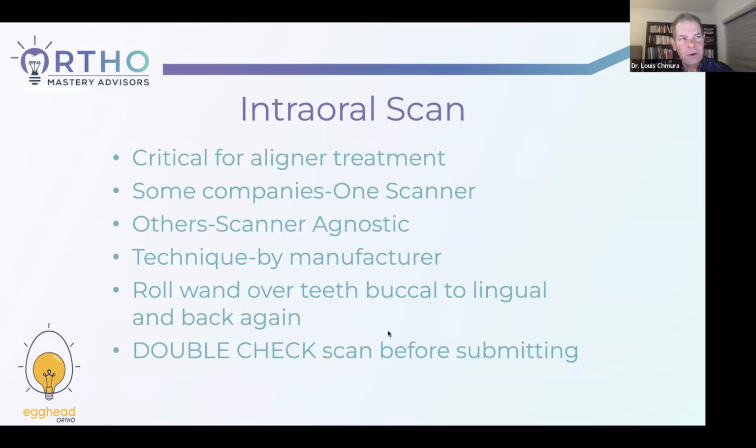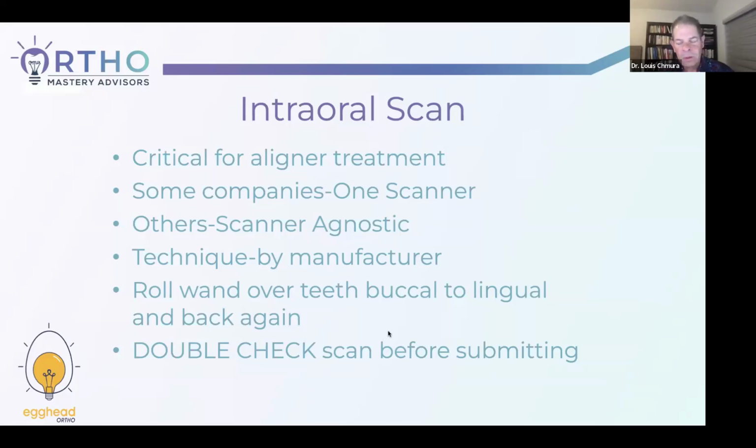The technique will vary, maybe a little bit by manufacturer, but really the wand goes over the teeth buccal lingually and back. Where people really make mistakes is primarily in the anterior. What happens is they go across the buccal, and then they go across the lingual, and then they say, well, I have to do the occlusals, right? So on the posterior teeth, they do the occlusals.